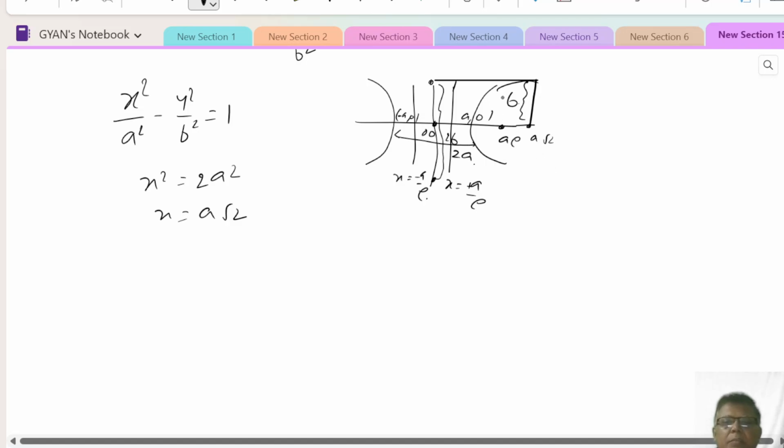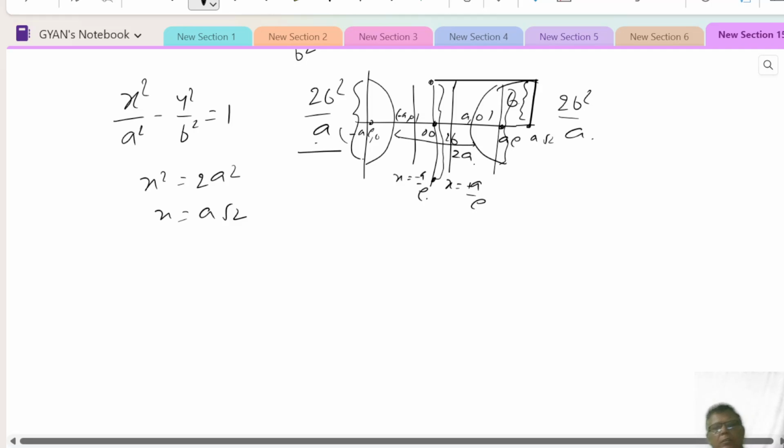What is the latus rectum? Latus rectum, this one. This length also will be 2b square by a. Here also minus a 0 and here 2b square by a. So we had defined the hyperbola from the two fixed points. So two fixed points here.